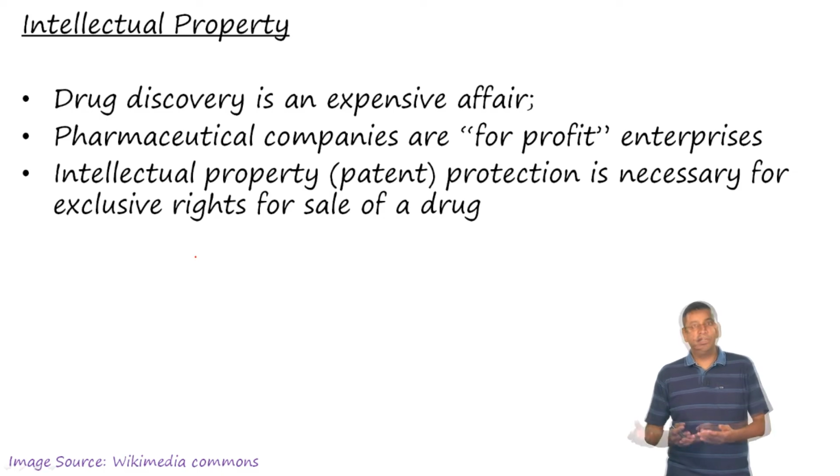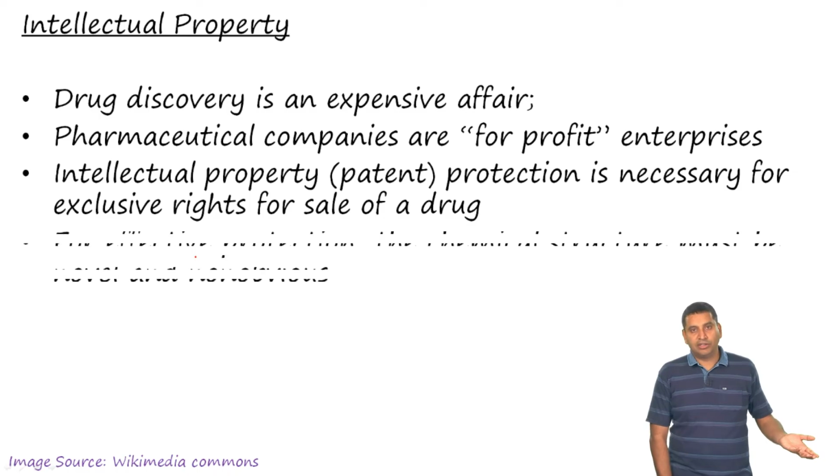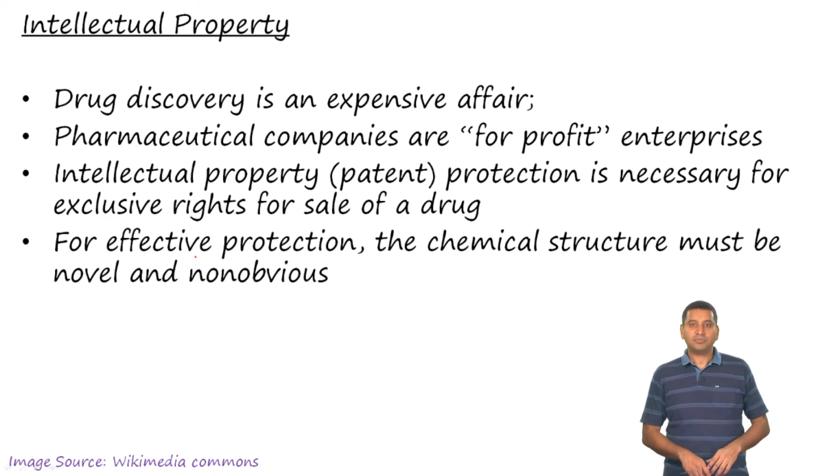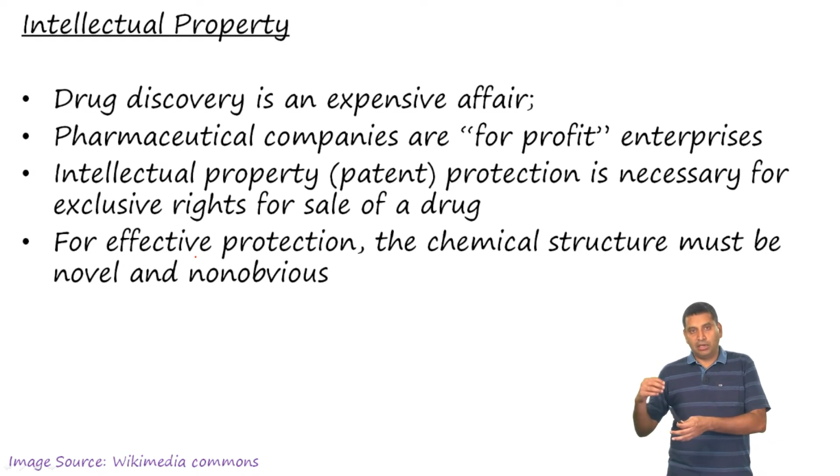So, what happens is that once the drug is discovered, the molecule or a set of molecules are protected under a patent, and so this gives the company the exclusive rights for sale of a drug for a set period of time. This allows the company to make money in that process, so that they can go back and invest into a new set of new drug discovery efforts. However, for effective protection, the chemical structure must be novel, and it should not be an obvious extension of what has already been previously discovered.